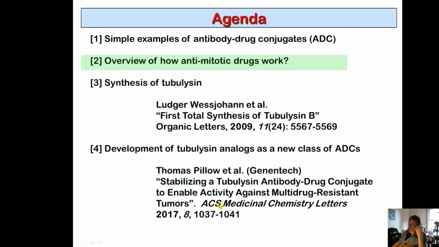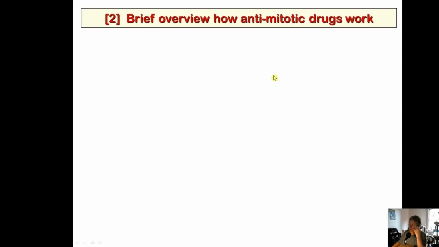Okay, so how do antimitotic drugs work? This goes back to basic biology, and I'm not going to talk too much about mitosis, but just show a couple of figures on how it works and how it involves microtubules and microtubule polymerization, because that's what we're basically inhibiting with these peptides or drugs like vinblastine or Taxol.